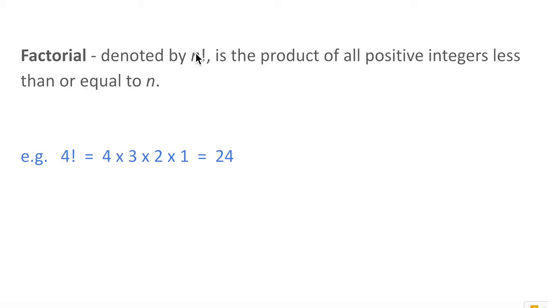A factorial is denoted with the exclamation point symbol right here. So n factorial is n exclamation point, and it's the product of all positive integers less than or equal to n. We can ignore the 1. I wrote it on here, but that doesn't change anything because 1 times anything is itself. So really, 4 factorial is equal to 4 times 3 times 2, which multiplies out to 24.